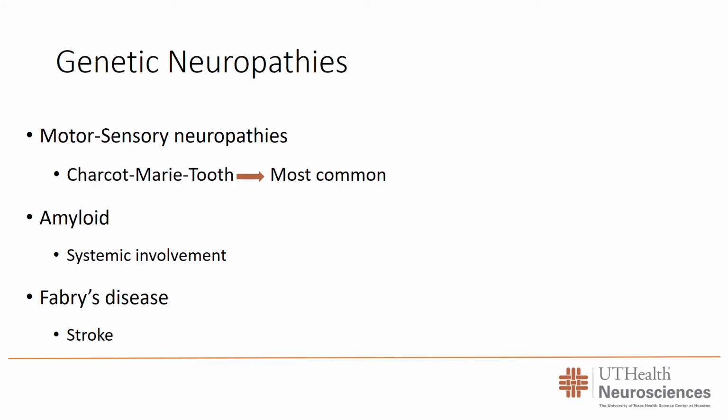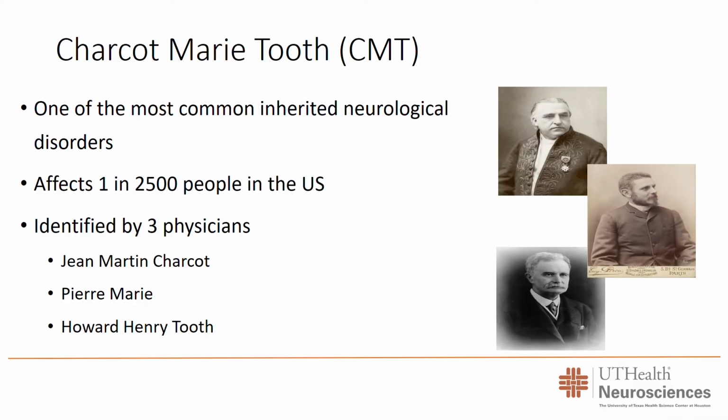Another kind of really interesting class of neuropathies are the genetic neuropathies. So we have motor and sensory neuropathies, the most common of which is Charcot-Marie-Tooth, or CMT. Amyloid, which can have systemic involvement, so patients with amyloid neuropathy sometimes can have cardiac involvement. And Fabry's disease is another genetic form of neuropathy that is sometimes associated with stroke. So I want to talk a little bit about CMT.